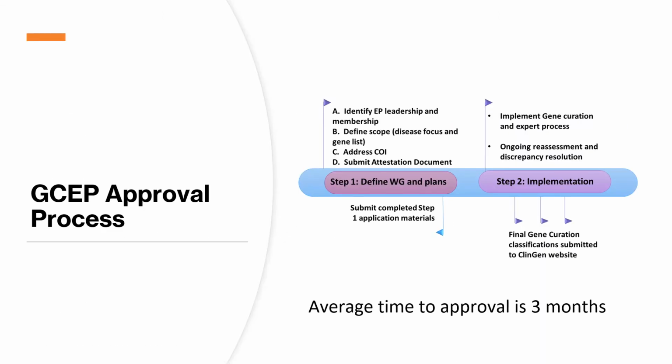The GCEP approval process requires the completion of a stepwise process to define the composition of the group and its scope of work, and familiarize its members with the workflow, processes, and the gene curation interface. Groups must submit their Step 1 application to the CDWG Oversight for approval prior to initiating Step 2. On average, it takes about 3 months from the beginning of this process to approval by the CDWG Oversight Committee. After approval, the GCEP begins ongoing curation and in the long term ensures that their curations remain up to date and that discrepancies are resolved in a timely manner.